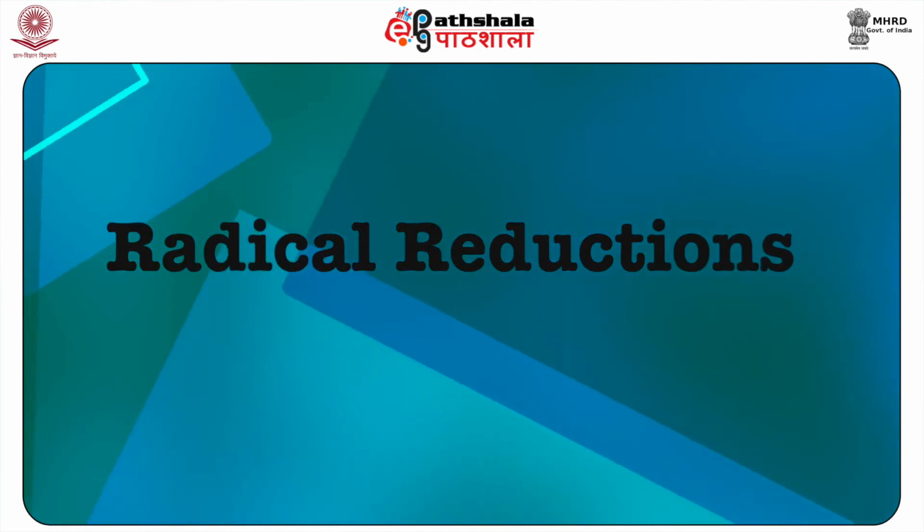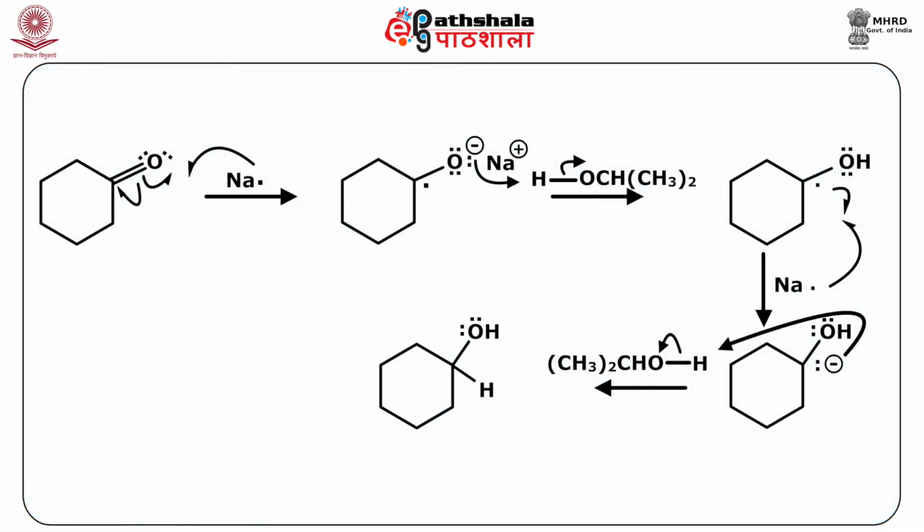Radical reductions. A radical reduction reaction generally involves the addition of a hydrogen to a pi bond via free radicals. The radical reductions include dissolution of metal in solvents like alcohol and liquid ammonia to generate electrons. Hence, these are called dissolving metal reactions. However, since the introduction of metal hydrides, dissolving metal reactions are not used very often anymore. For example, reduction of carbonyl groups, which are aldehydes, ketones or esters, with sodium in alcohol.